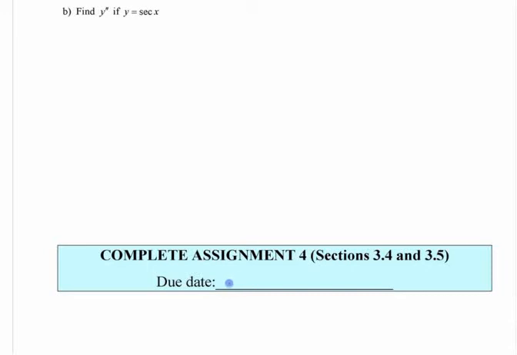And you can work the rest of the time on this assignment if you want, or finishing this, moving ahead to the next thing. So what's the due date here? November 23rd, I think. Tuesday. You can do it.